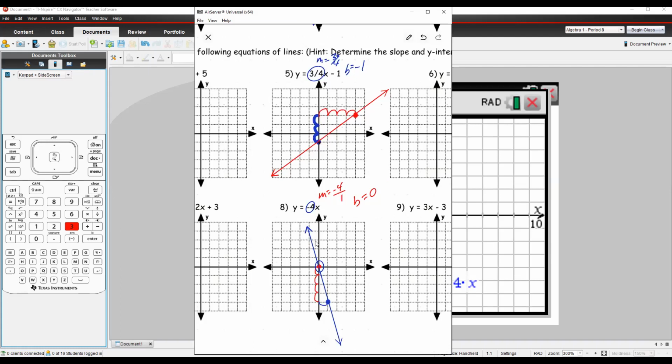So that's the graph. You should be able to do it without the calculator, but if you need the calculator, you can use it. All right, I'm going to stop and post it.